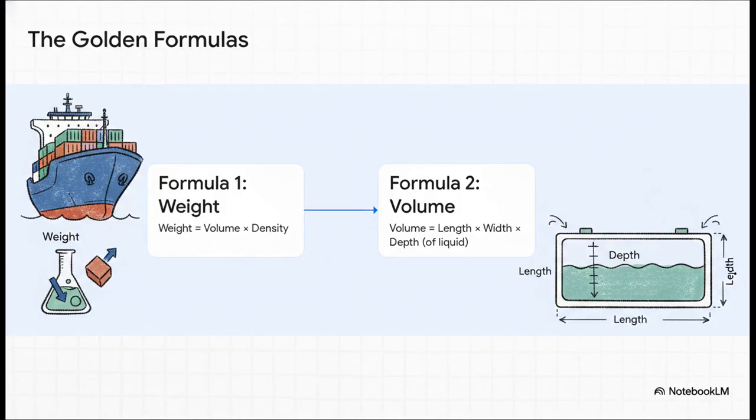And here we go. The two golden formulas. I'm telling you, these two will solve almost any cargo problem you'll face. First, weight equals volume times density. Easy. Second, for a simple box-shaped tank, volume is length times width times, wait for it, this is the important part, the depth of the liquid. I have to say that again, the depth of the liquid, not the total depth of the tank. Forgetting that one little detail is probably the most classic rookie mistake in the book.